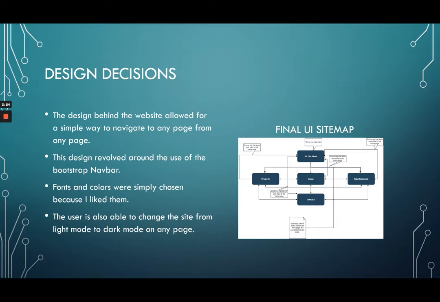My design decisions: I just wanted an easy user experience where they could navigate to any page from any page. So this takes form using the Bootstrap nav bar to be able to guide users to any page from any page. And then fonts and colors were simply chosen just because I liked them. I also gave the user the ability to add a little touch to the website and change it from dark mode to light mode. They can change that on any page.